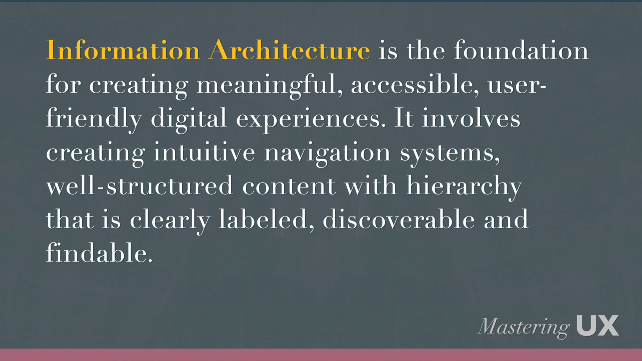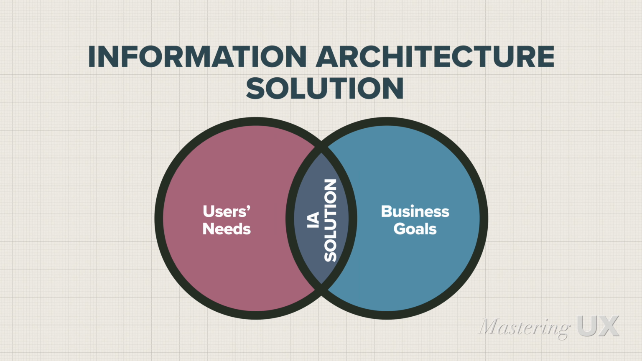So, what is information architecture, also known as IA? Well, information architecture is the foundation for creating meaningful, accessible, and user friendly digital experiences. IA involves designing intuitive navigation systems, ensuring that content is well structured and its hierarchy clearly labeled, discoverable, and findable. But to achieve this, at its core, information architecture must put the user's needs and business goals at the center.